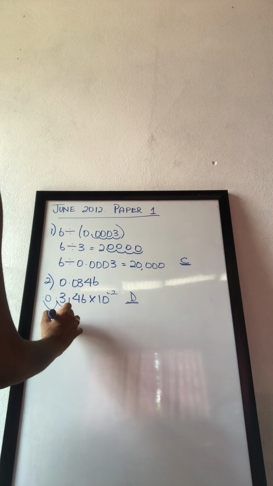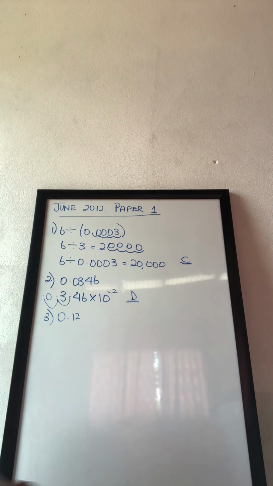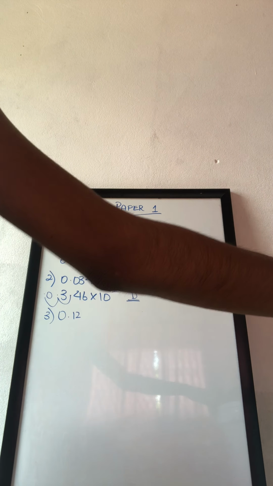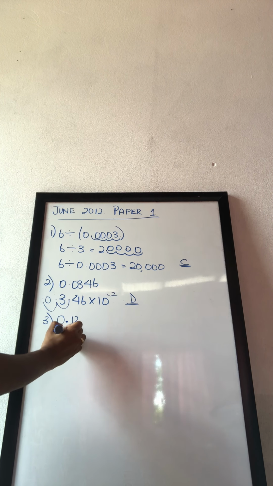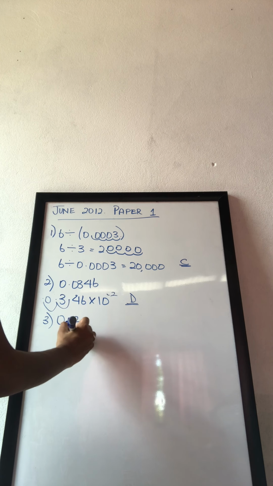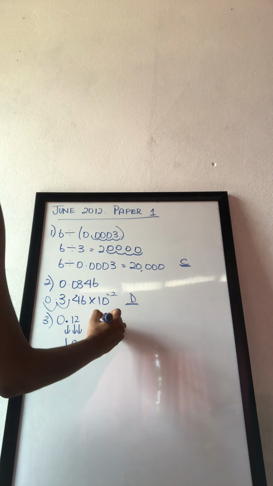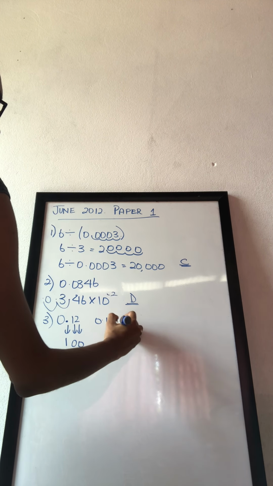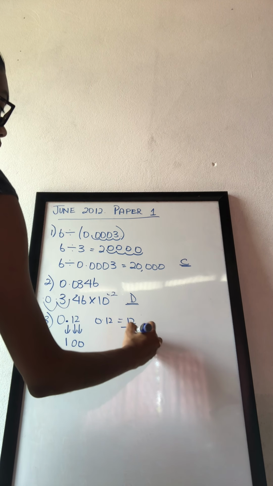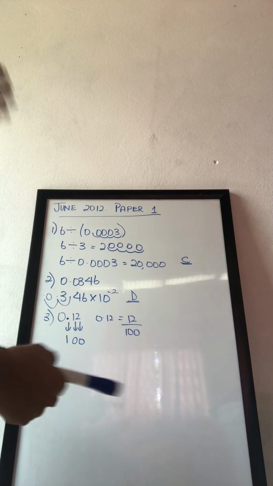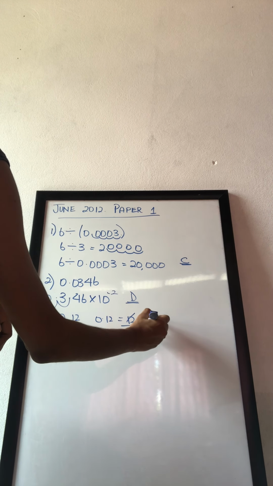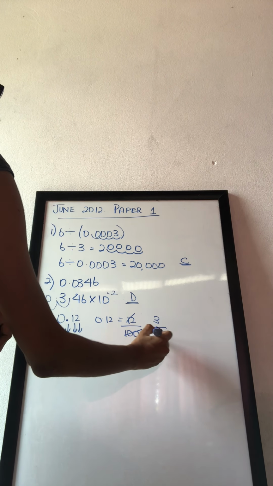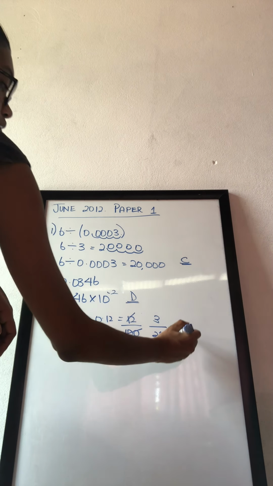For number 3, we have 0.12 as a fraction in its lowest terms. Alright, so we know that the point would take the value of 1 and everything after is zeros. So we could say that 0.12 is the same thing as 12 over 100. Now this was not one of the solutions there, so we could further break it down. We could say 4 into 12 is 3, 4 into 100 is 25, which is D.